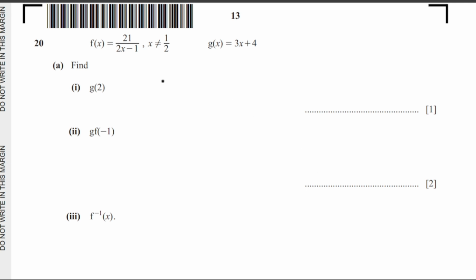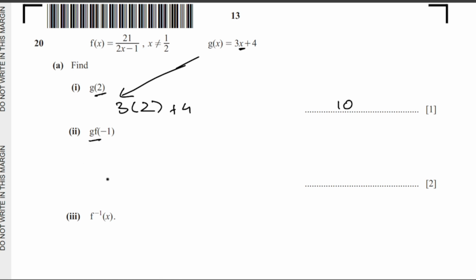Moving on to question number 20, we have functions. Great. So find g(2). So just need to put 2 in place of x, and you would get 3 times 2 plus 4. 3 times 2 is 6. 6 plus 4 is 10. And that's your answer. Find gf.